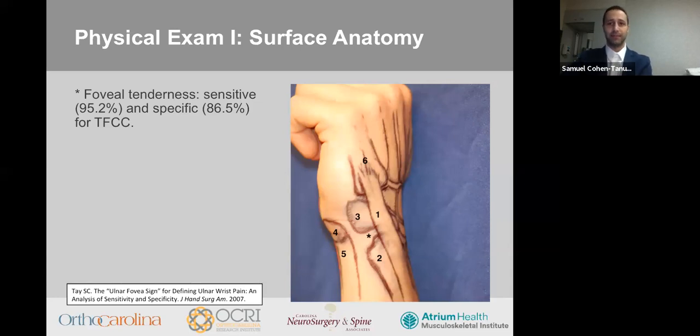Most classically, foveal tenderness, which is that point just distal and volar to the ulnar styloid, has been shown to be quite specific and sensitive for TFCC injuries.